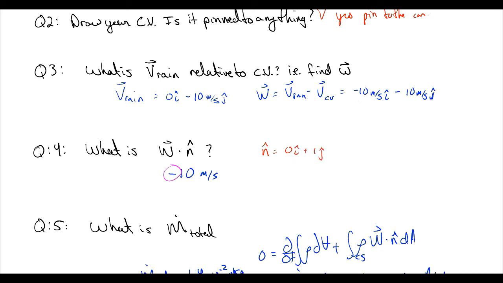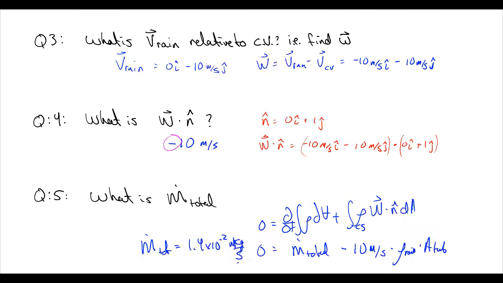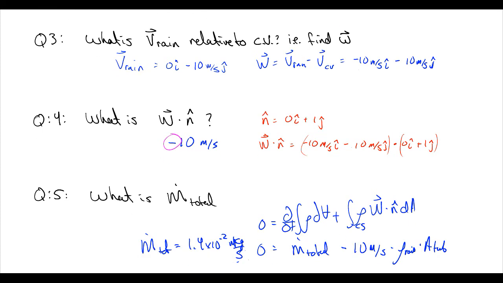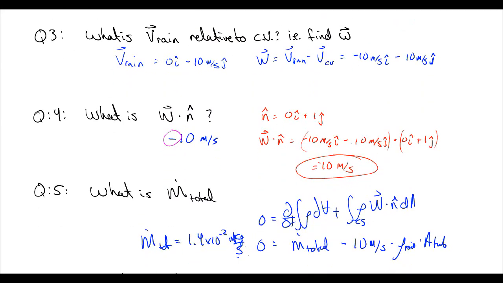And we know what our W is, so if we dot that in, we're going to see that our W dotted N hat is equal to negative 10 meters per second I hat minus 10 meters per second J hat dotted into 0 I hat plus 1 J hat. And if we do that dot product, we get negative 10 meters per second times positive 1, which gives us negative 10 meters per second. Great. So we've done that.